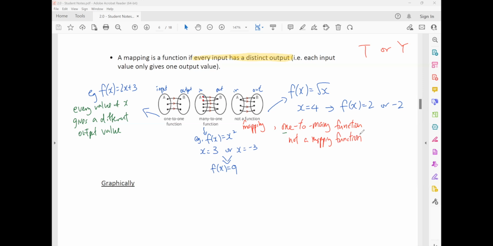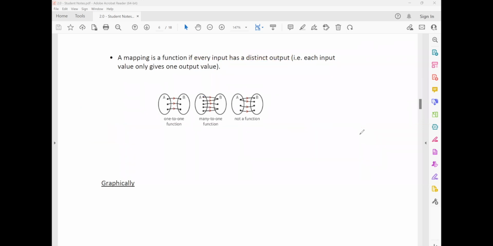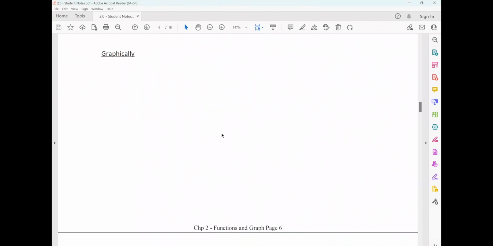Sometimes it does come up in the exam asking, is this a mapping function? So you will have to realize this is not a mapping function, one-to-many. Right, now let's look at it graphically. You can split the whole space into three columns. The first one is a one-to-one function. For example, f of x equals 2x plus 3.